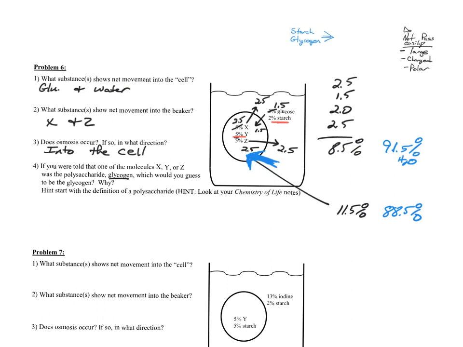Don't just make guesses. I don't tell you things just because I want you to memorize some ridiculous fact. I tell you things that are important that you will use if you remember them. All right. So it is in fact Y, because it's big and polar, and therefore not easily permeable.